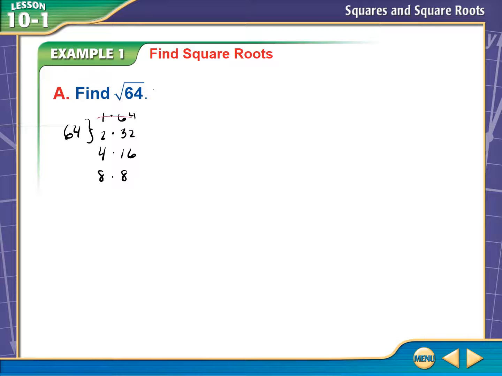So now if I'm looking for the square root, I'm looking for those factors that are the same. Well, that's not 1 and 64. It's not 2 and 32 or 4 and 16. 8 times 8 is two factors that are the same. So 64 is 8 times 8 or 8 squared. So if I'm looking for the square root of 64, I'm looking for one of those factors. I'm looking for the square root or the root of 8 squared. And remember, roots undo that squaring. So the square root of 64 in this case is going to be the opposite of 8 squared, or it's just going to cancel each other out. It's just going to be 8.